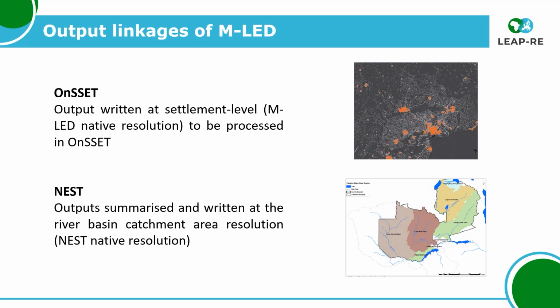And then the outputs of MLED that are linked into the onset and nest are written in different spatial resolutions to match the resolutions of these models. So the onset outputs are written at the settlement level resolution, which is the native resolution of MLED, to be processed in onset. So you can see the granular resolution in the image of the settlement output data. Instead, for nest, outputs are summarized and written at the river basin catchment area resolution, which is the native resolution of the MESSAGE nest model. So areas such as those visualized in this figure for Zambia.